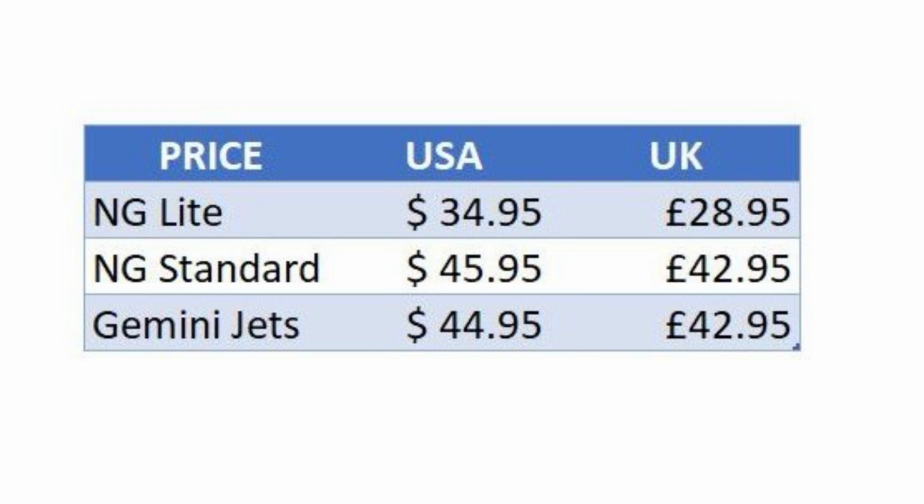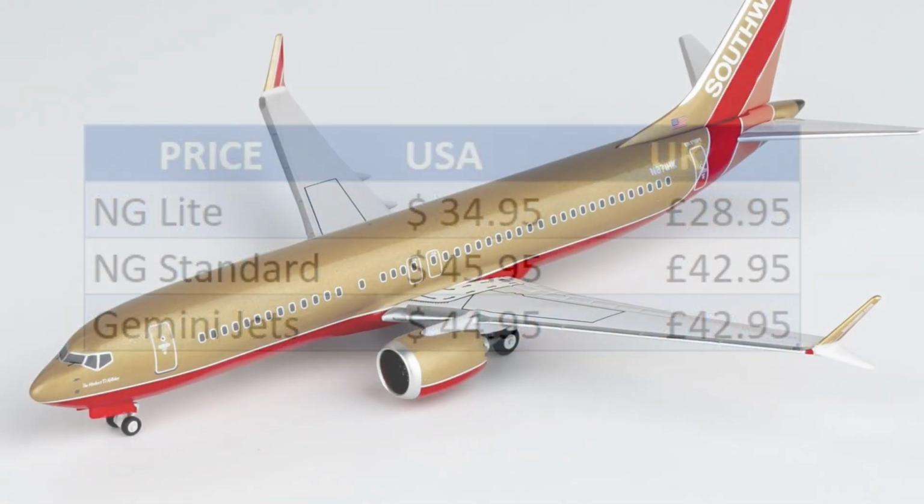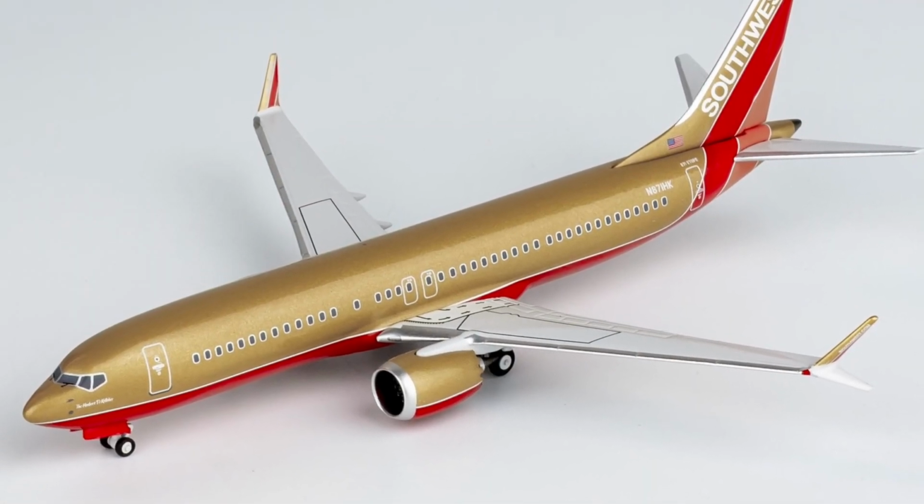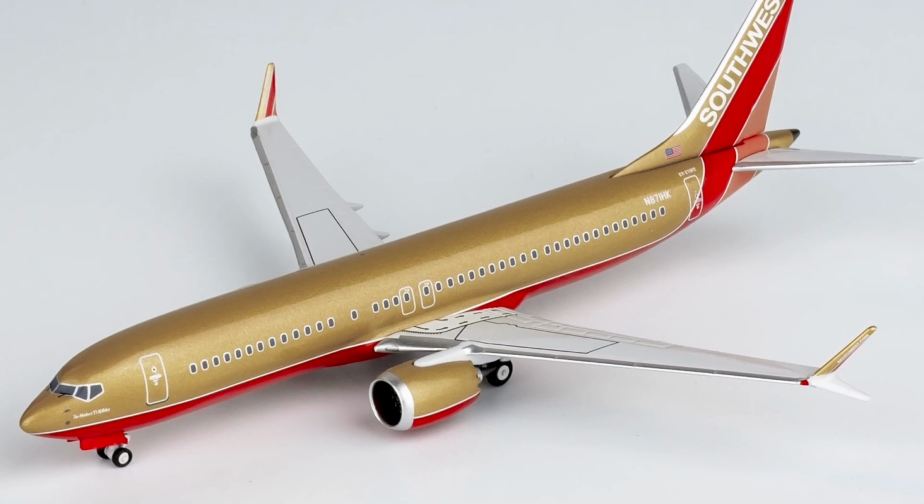So the juxtaposition though obviously is that the reason that they're cheaper is because they are light, i.e. they are simpler. They are not the same as an NG standard model. So as I said, these two models, these two Southwest Retro Maxes, give an opportunity to actually compare the difference between an NG standard release and NG Lite.